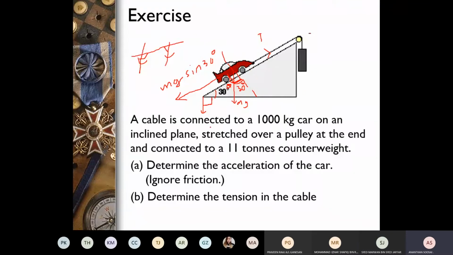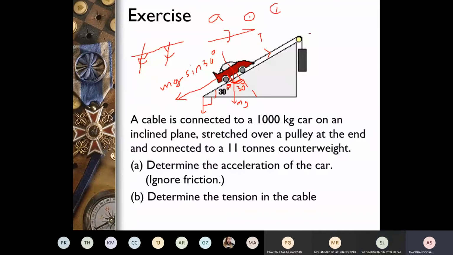Finally, is the car going up or down because the weight is pulling it down? You assume, because the cable connects the 1000 kg car on the inclined plane and stretches over a pulley, so the car is accelerating up. We assume it's accelerating up. So this is the first system. By using the first system, can you get the formula first?